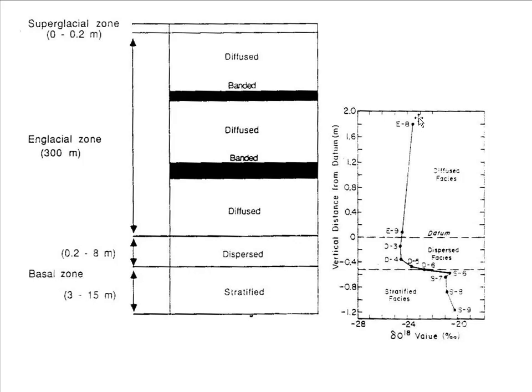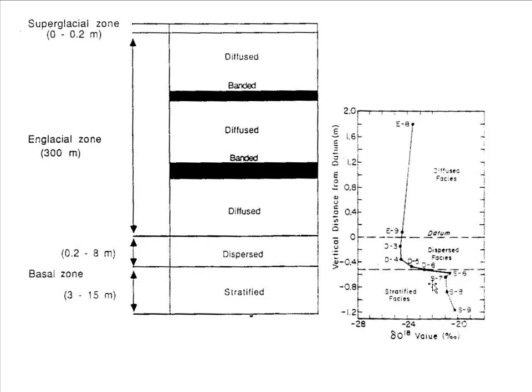And as we progress steadily through the end glacial zone and into the dispersed facies of the basal zone, we're down at levels around about -24 parts per mil, delta oxygen 18. But then there's this sudden step upwards of 3 or 4 parts per mil from -24 up towards -20 parts per mil as we go down into the stratified facies. So something different is going on here.